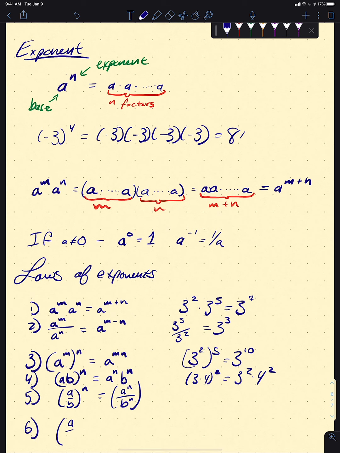Finally, let's say we have a over b to the negative n, right? This just continues working with reciprocals. As we saw here, a to the negative 1 is 1 over a, right? And so we have a negative 1 here. And so that's the same as just saying b over a to the n, right? As an example of this, we'll say if you have 3 over 4 to the negative 2, that's the same as saying 4 over 3 squared.